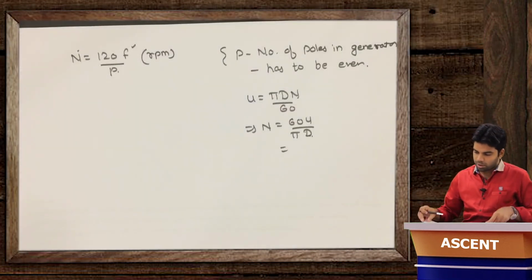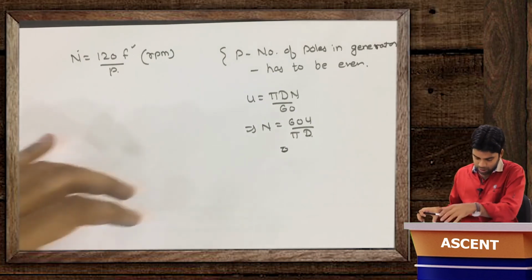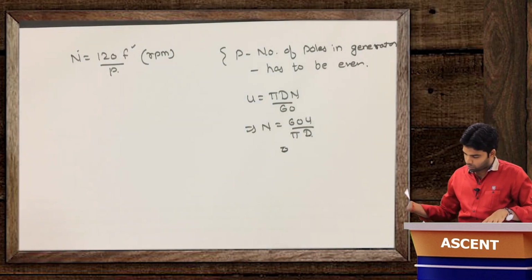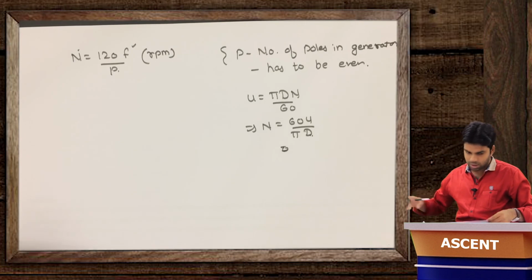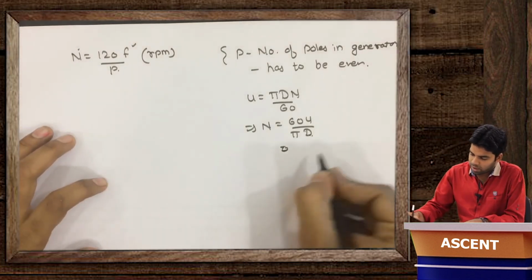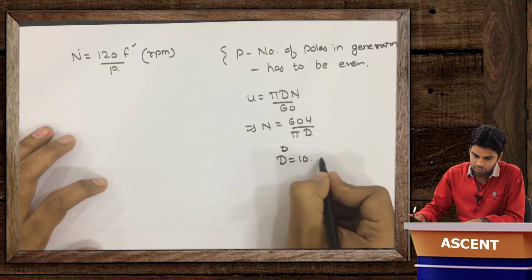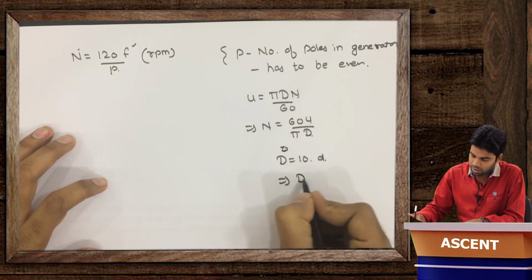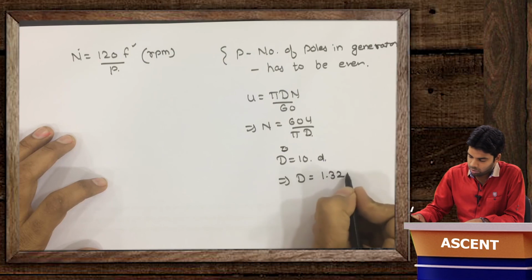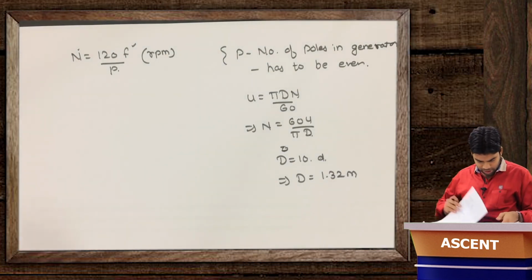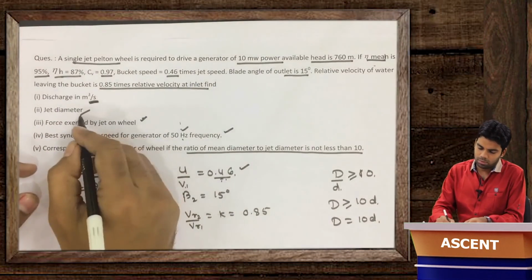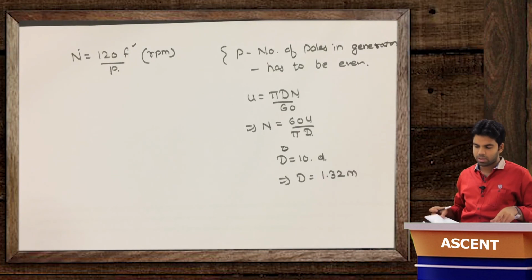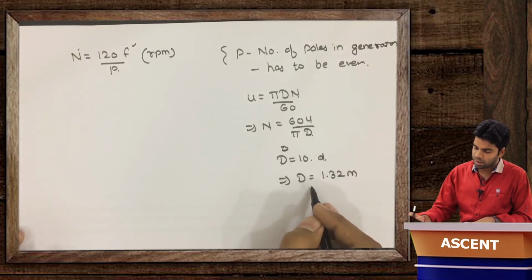Getting this? Okay, so from here first we can determine the value of this capital D. Now we have the value of small d. We have already determined the value of small d somewhere, I guess. The second part was the jet diameter. So we can determine the value of this capital D, which is 10 times small d. So this capital D will be equal to 1.32 meter. The second point, we have determined the value of small d, the jet diameter, which was 0.132.